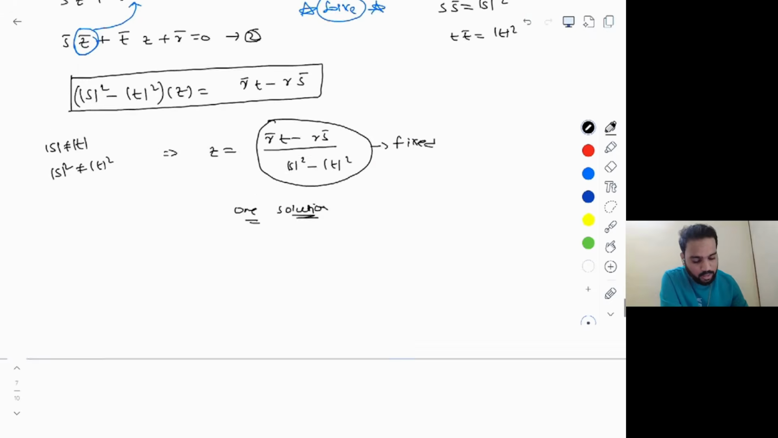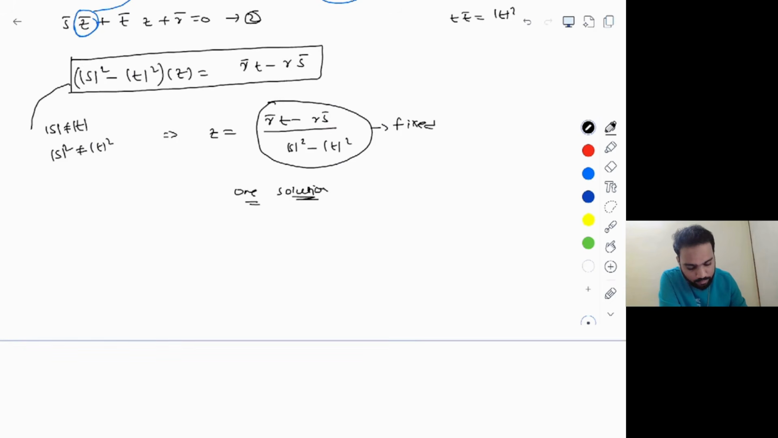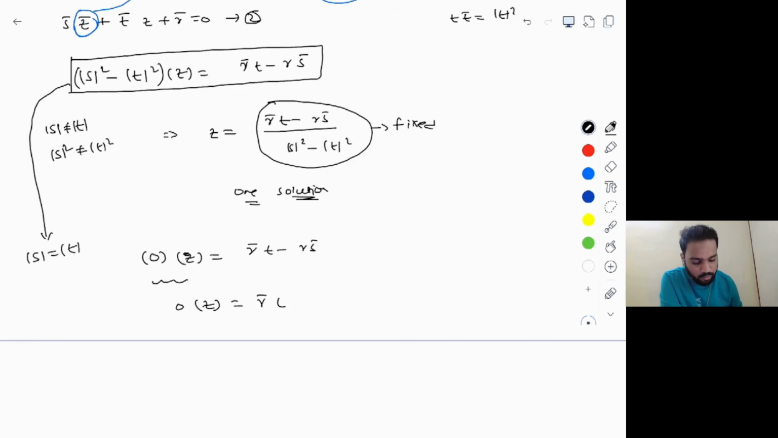Okay. Now let's come back to this equation here. If I take the second option, mod S is equal to mod T, let's put that here. Left hand side will be 0 times Z is equal to R bar into T minus R into S bar. So clearly the left hand side is always 0.